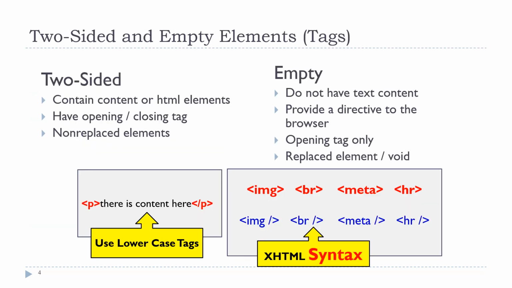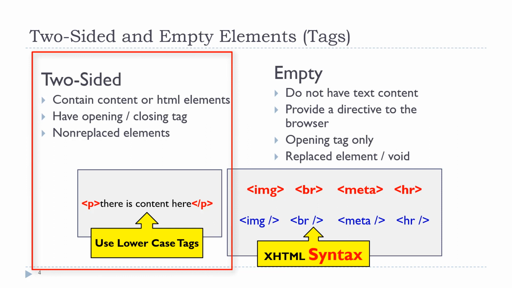In the HTML language, we have two-sided elements and one-sided elements which are called empty. Two-sided elements contain content or other HTML elements. They will have an opening and closing tag. You might hear the term non-replaced elements. That means they're not going to be replaced by anything. They are just going to enclose the content that you put there, such as what we see here in this paragraph tag. And you do want to remember that it is preferred to always use lowercase with your HTML.